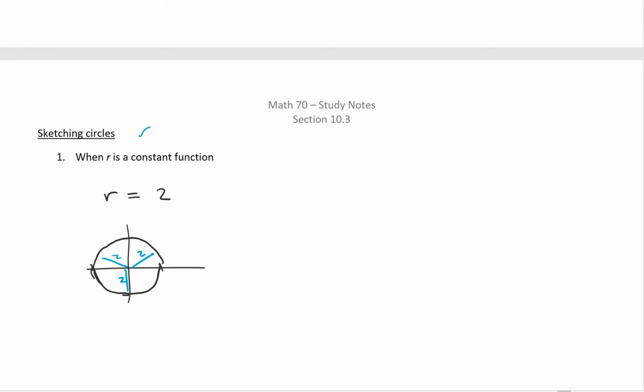And remember, we changed it into rectangular, and it was x squared plus y squared is equal to, in this case, 4. x squared plus y squared is equal to 4. So we did that in the last video. I'll write that down here. This would be square root of x squared plus y squared is equal to 2. So x squared plus y squared is equal to 4, which is exactly that circle. Okay, so burn that one into memory.